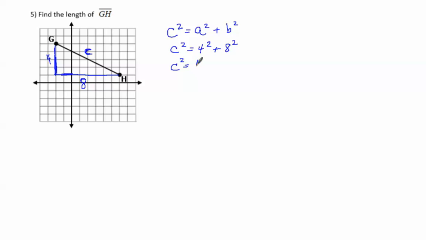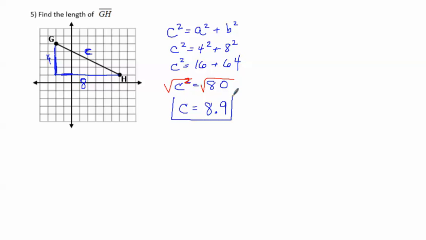When you square these numbers, you get a 16 and a 64. Add those two numbers together, you get an 80. Now remember, this is not your final answer. You have an exponent of 2 that you need to cancel out. Remember that to do that, you have to do the square root on both sides. So using your calculator, you find that the square root of 80, you can round it to 8.9. And that would be the length of your segment.